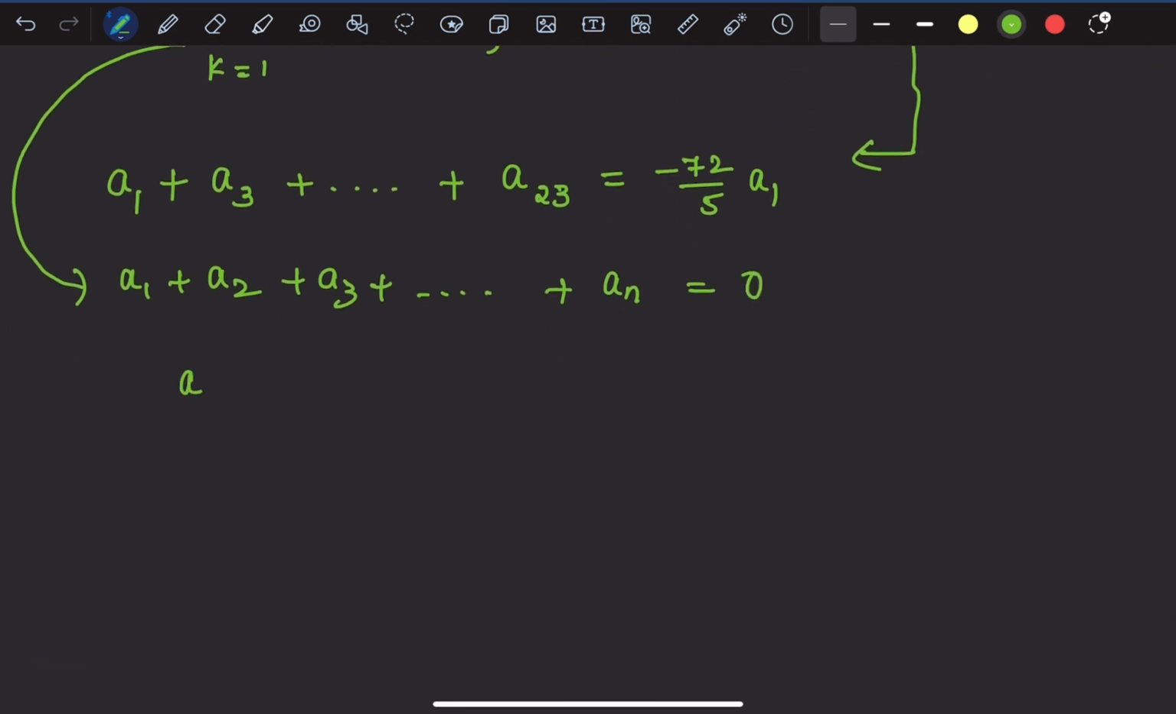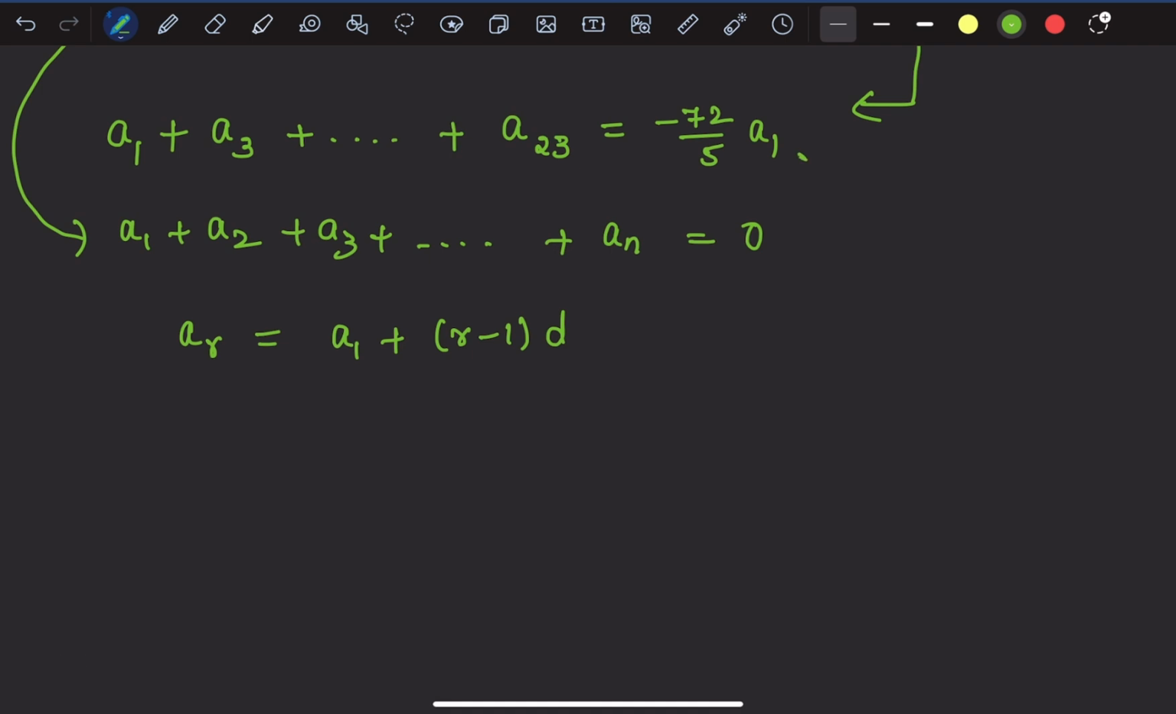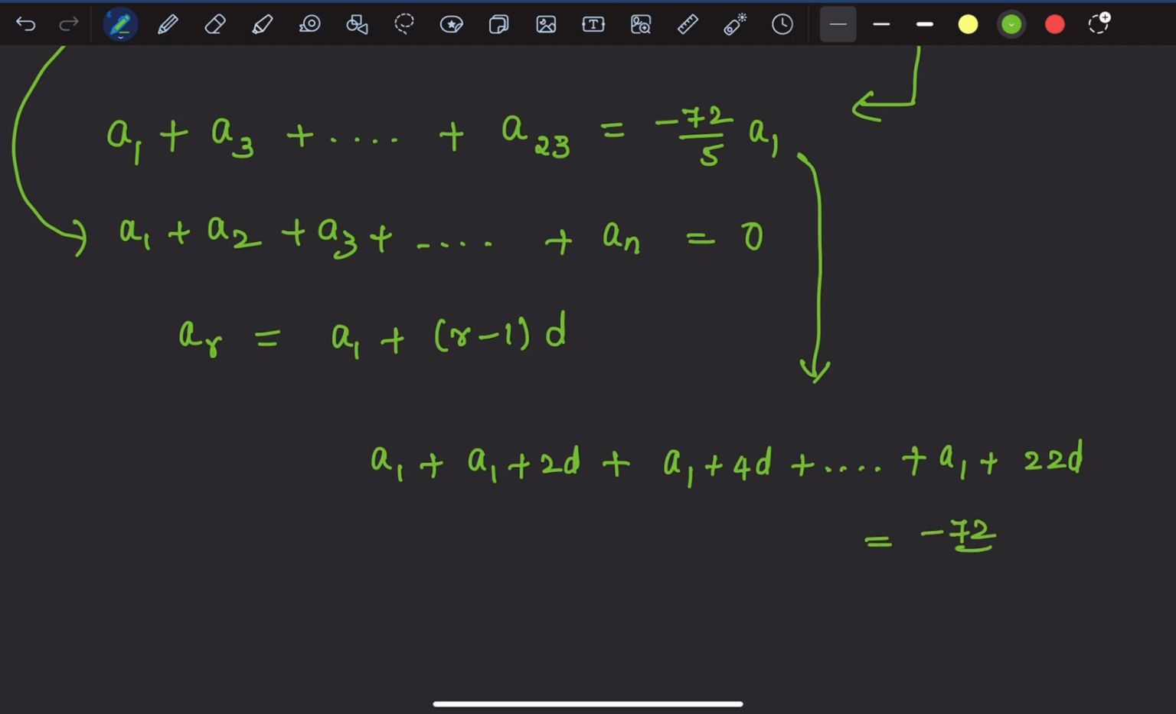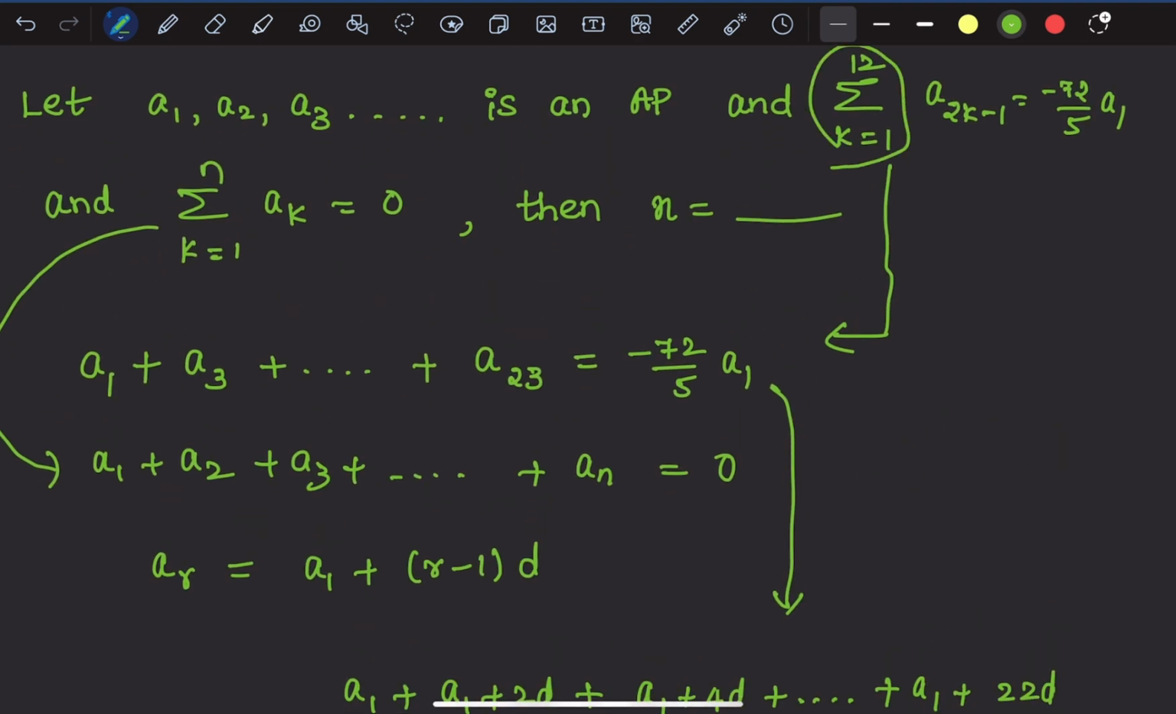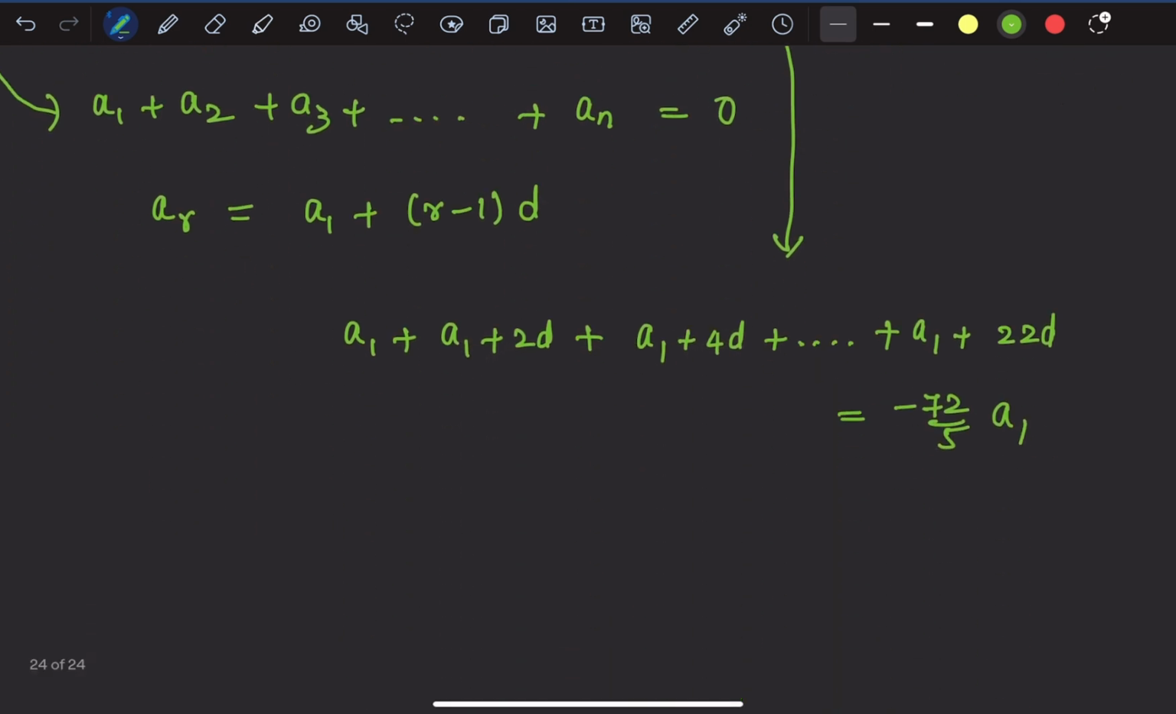So the general term of an AP, ar, is a1 plus (r minus 1) times d. From this first condition we can write a1 plus a3, which is a1 plus 2d, plus a5, which will be a1 plus 4d, plus and so on plus a1 plus 22d is equal to minus 72/5 a1. Alright. So here we have a total of 12 terms, 1 to 12. So there will be 12 a1s. So 12 a1 plus 2d plus 4d plus and so on plus 22d is equal to minus 72 upon 5 a1.